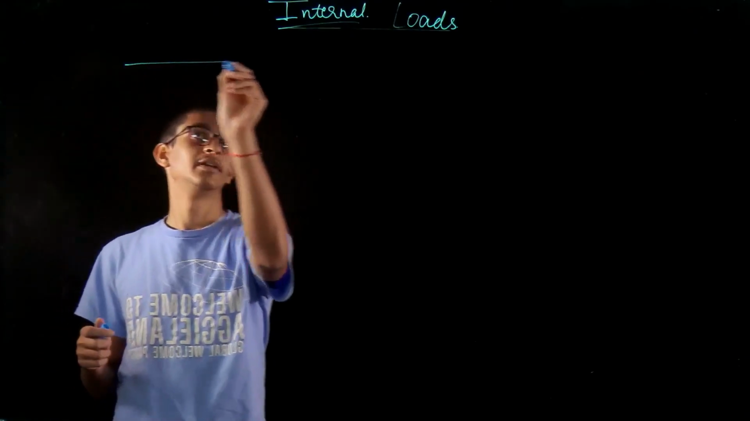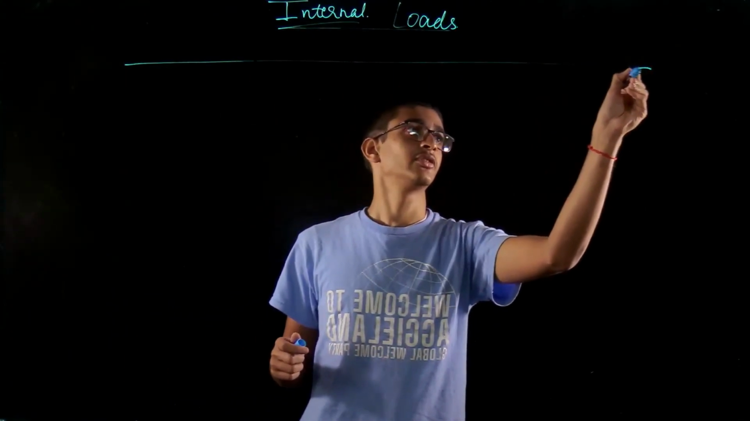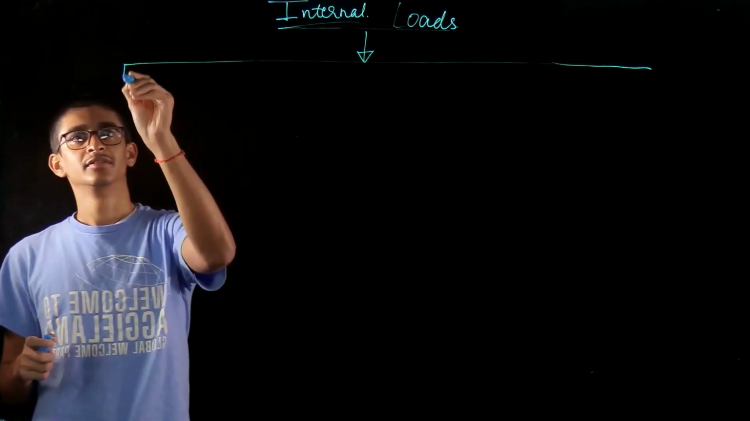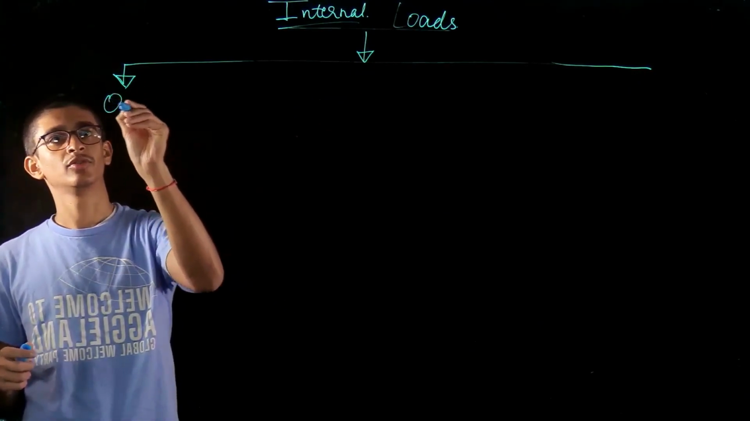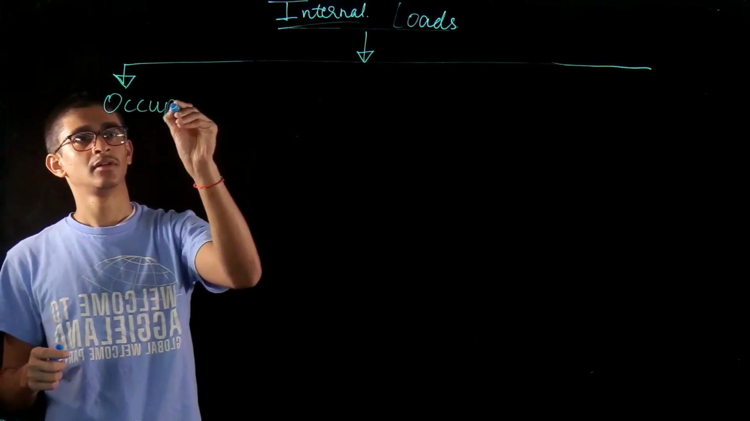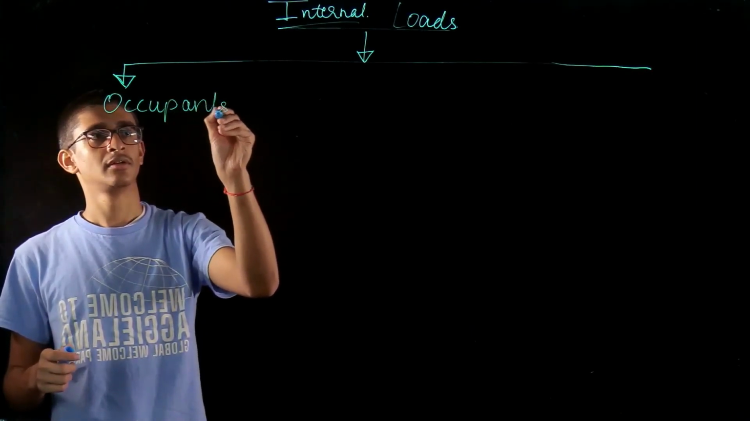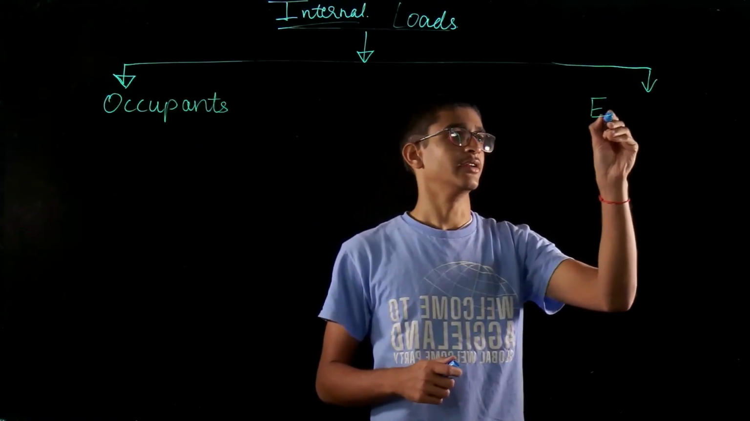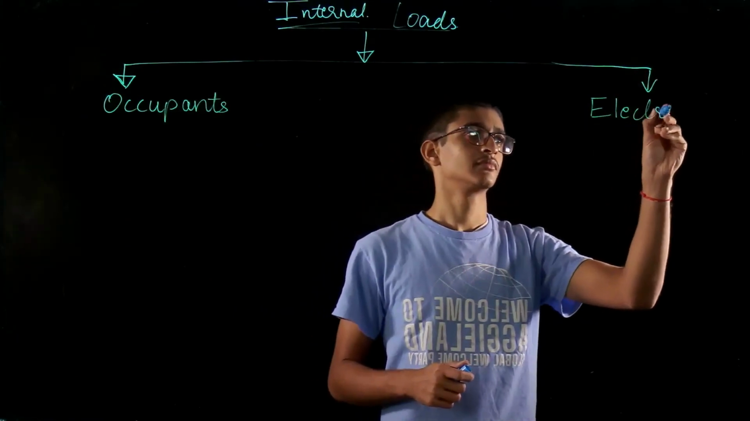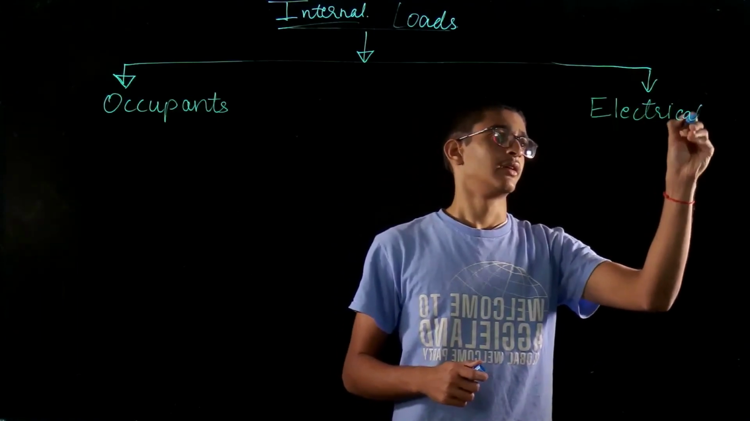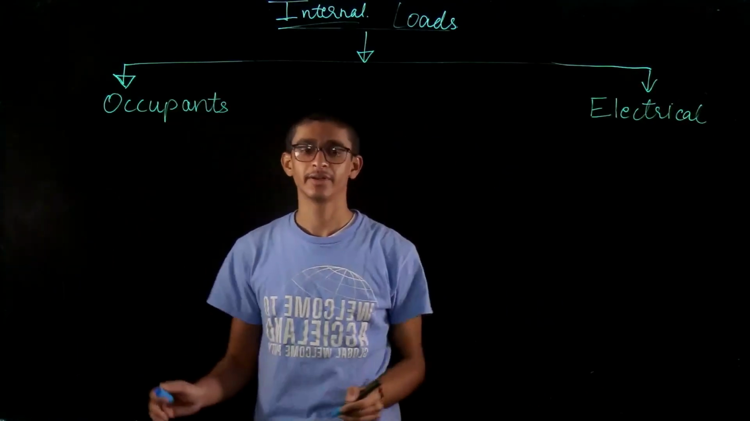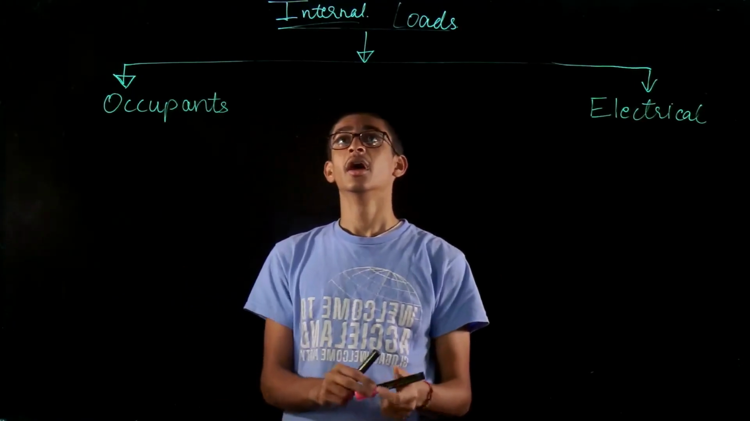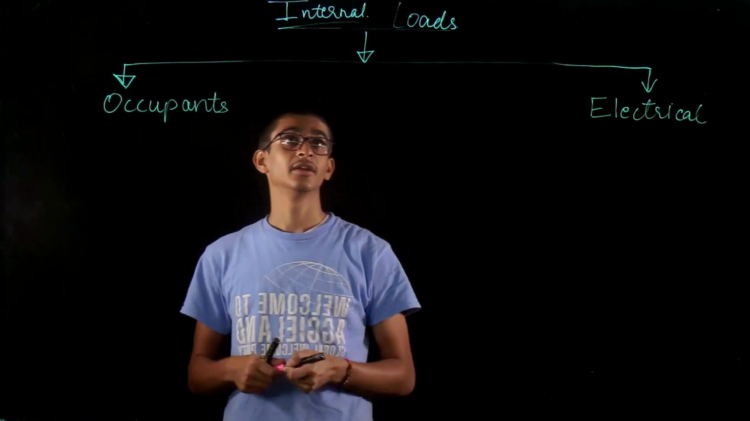as I described in the first video, the introductory video on steady state building load calculation. The first is the occupants, and the second is electrical. Now, in this video, we are going to take into account both of these, because there's not much calculation involved in occupants or electrical heat load.